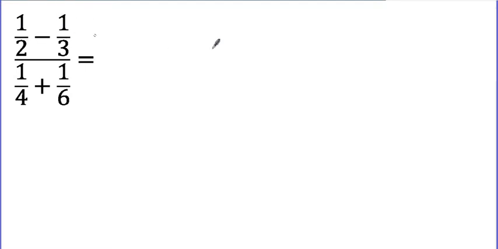1 over 2 minus 1 over 3. We are going to find 1 over 2 minus 1 over 3 first. The denominators are not equal, so we can find the LCM of the denominators, the LCM of 2 and 3. It is 6. Let's write that here.